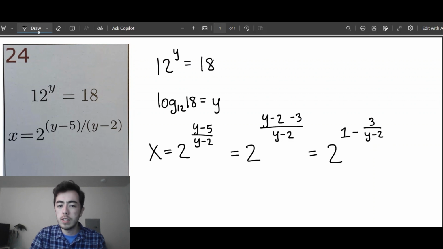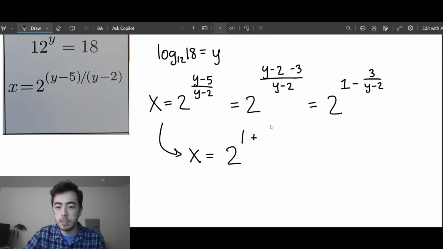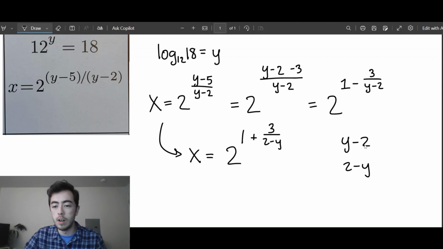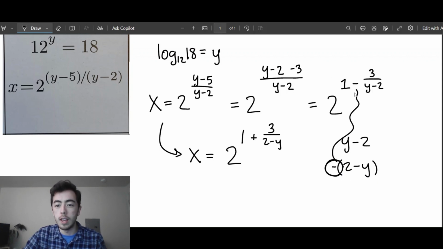And then finally, I don't really like having this minus here. I think it'd be a bit more useful if I call it 2 to the power of 1 plus 3 over 2 minus y. I'm doing two things here. Thing one is that if you flip the terms in a difference, all you really do is negate it. So these two things are basically equal as long as I stick a negative sign on it. And thing two is I'm taking this newly produced negative sign and multiplying it into this negative, and a negative times a negative gives me a positive.